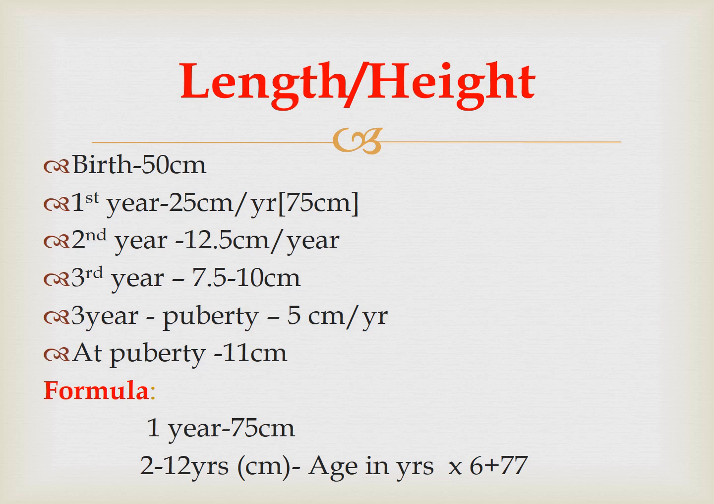Then at puberty suddenly there is a gain of 11 centimeter height. So that length spurt or height spurt is their growth spurt because of the changes in the hormones. The formula we use for height or length: at 1 year a child is 75 centimeter. Then after 2 years to 12 years, the formula is age in years into 6 plus 77.